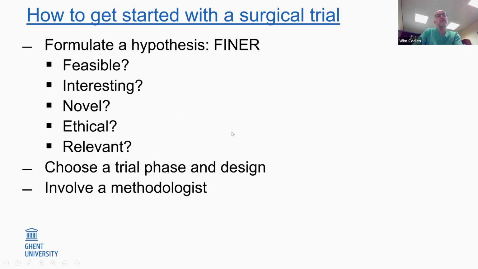Then the next step is to choose a trial phase. You, of course, know the difference between phase 1, 2, and 3. Randomized trials are usually phase 3 trials, but also earlier phase trials, like phase 2 trials, can have a randomized design. And my advice, specifically for larger trials, is to always involve a statistician or a methodologist to help you with the design of the trial, because a bad design will compromise your trial right from the start.